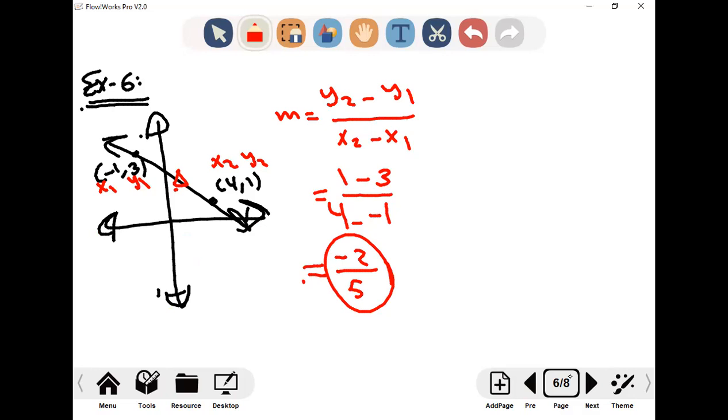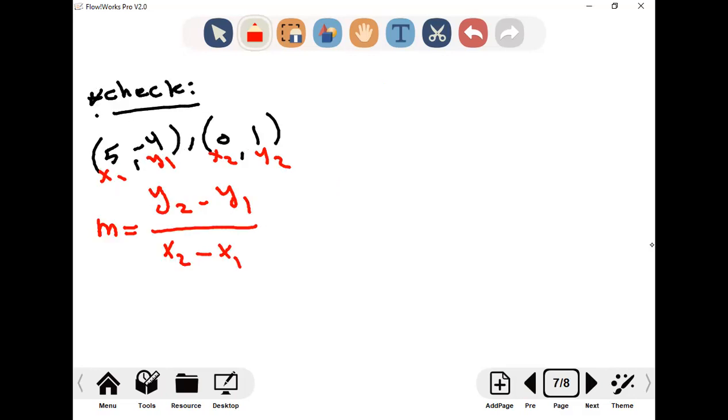It's an easy idea. y2 minus y1 over x2 minus x1 equals 1 minus 4 over 0 minus 5, right? Up is 5, down is negative 5.